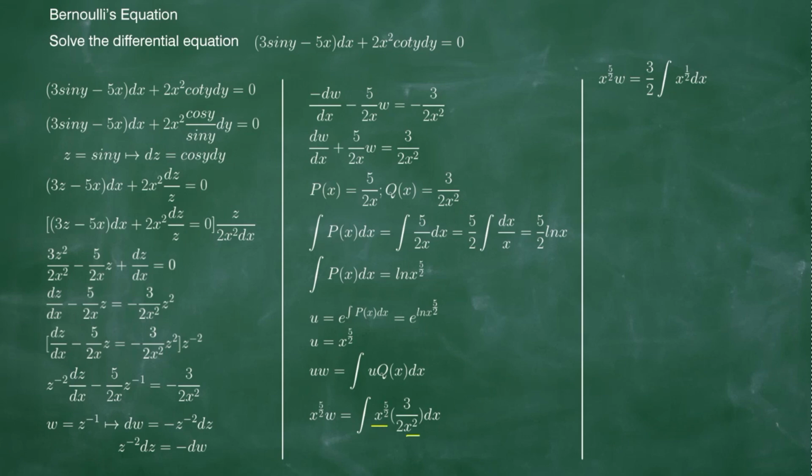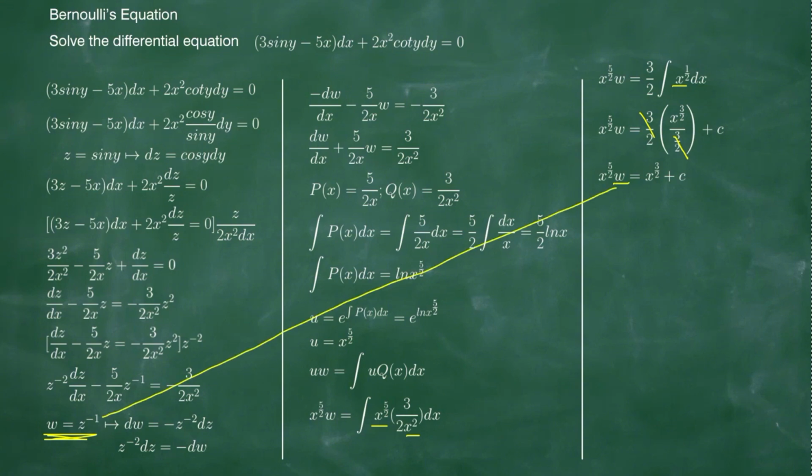X to the 5 halves divided by x squared is x to the 1 half. And the integral of that is x to the 3 halves over 3 halves, which cancels this 3 halves here. Then we get x to the 5 halves w is equal to x to the 3 halves plus c. And now this w here is equal to z to the negative 1.